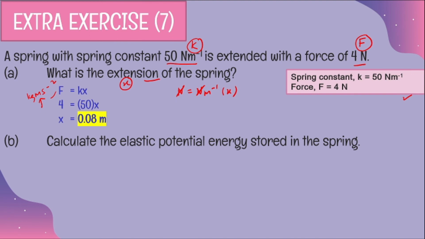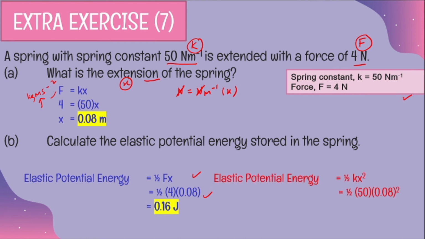You calculate elastic potential energy. So, kita dah ada semua. Boleh je pakai dua formula. Is either half Fx. Okay, ataupun kamu akan dapat 0.16 joules. Ataupun kamu boleh pakai half Kx square pun okay. So, the answer should be the same lah.